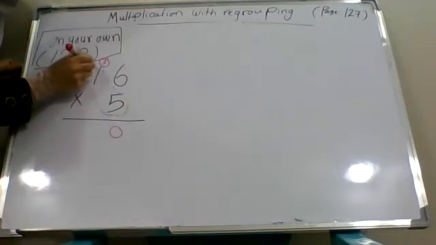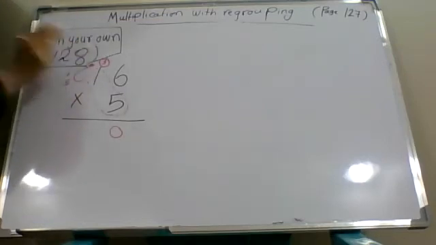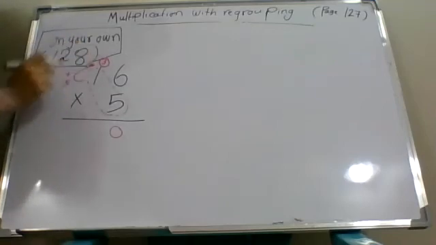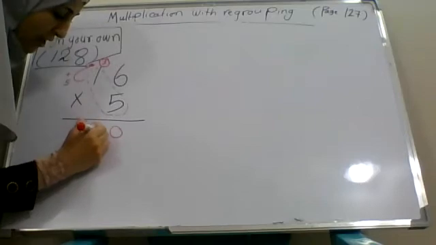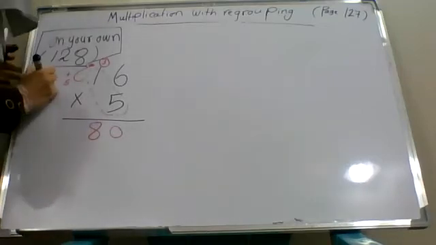Then add the answer to the number on the top that we regrouped. So 5 times 1 equals 5, plus 3 equals 8. So I write the answer 80 over here, 80. So the answer is 80, okay? So this is A. B, it's 18 times 7.